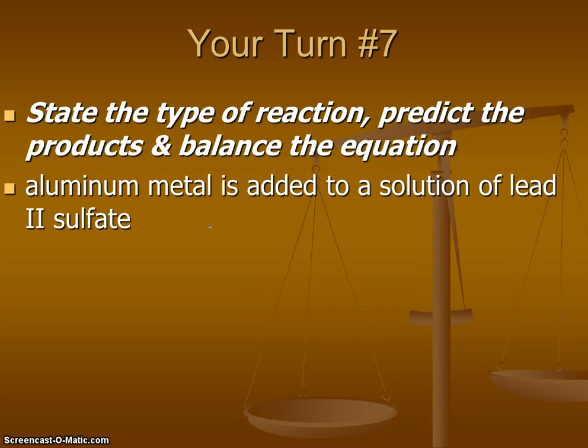First thing I might do is just write down what my parts are so I can see what I'm dealing with. I have plain old aluminum by itself added to lead 2 sulfate. So these are my 2 parts. Lead has a +2 charge based on that Roman numeral. Sulfate, the polyatomic ion, has a -2 charge. So these are my 2 reactants.